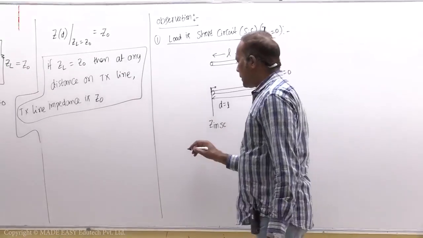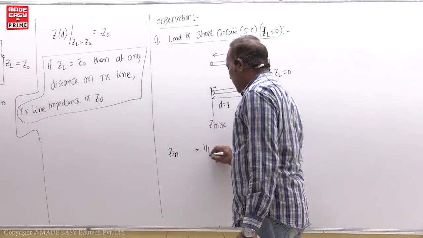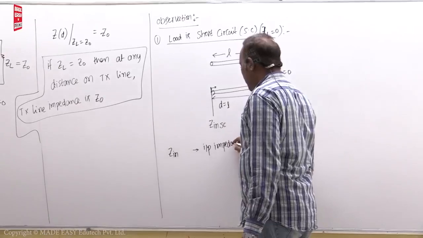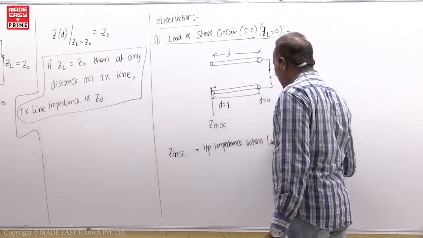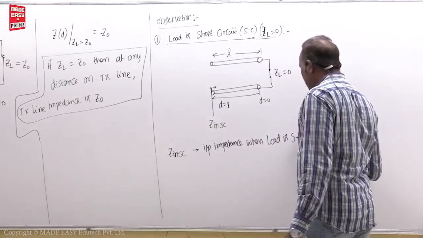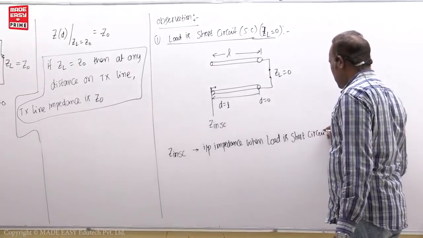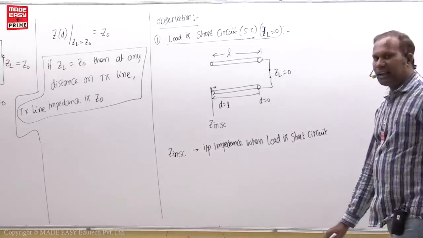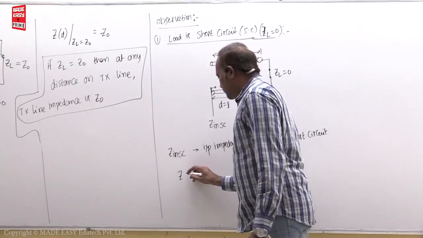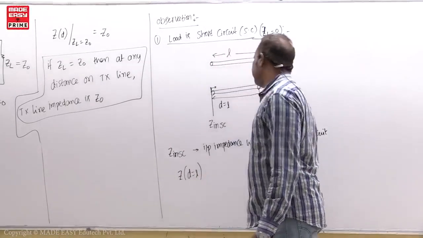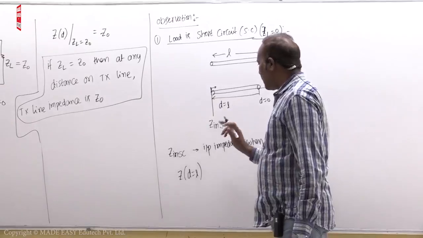So Zin of SC means, Zin means input impedance. Suffix SC means when load is short circuit. Now let us find that impedance. Actually, Z at D is equal to L. That means I am finding impedance of the transmission line at D is equal to L.